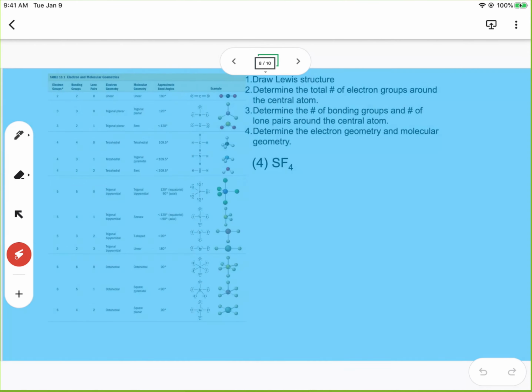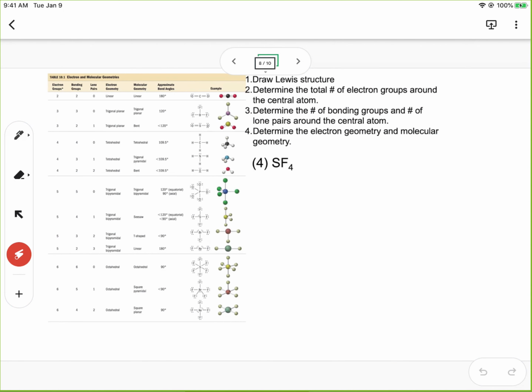All right. Next example, SF4. If you draw the Lewis structure, it will be something like this. Lone pair on sulfur, 4 fluorine atoms around sulfur. So this is a Lewis structure. Now let's identify the total number of electron groups. You have 1 lone pair, 4 bonds. Therefore, first digit 5. Second digit, number of bonding groups. You have 4 single bonds, 4, and 1 lone pair. It's going to be 1.